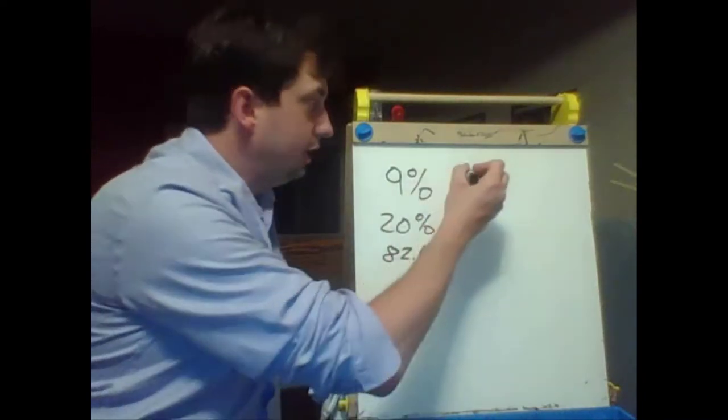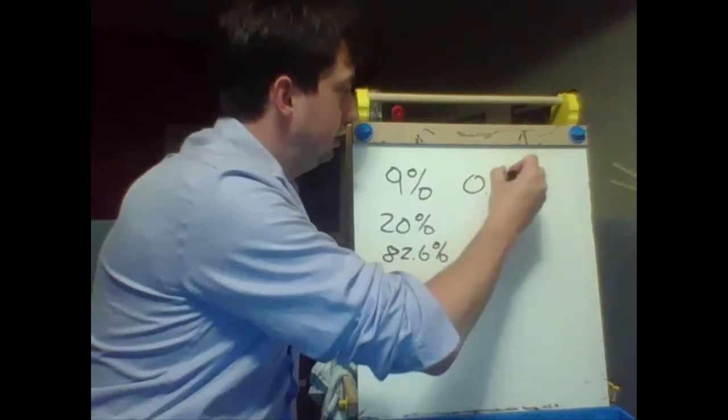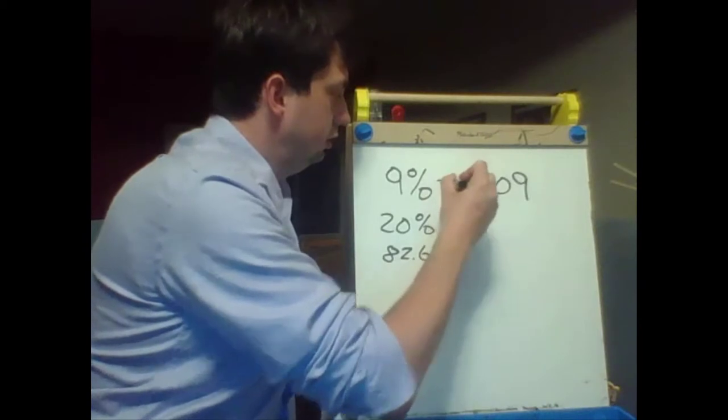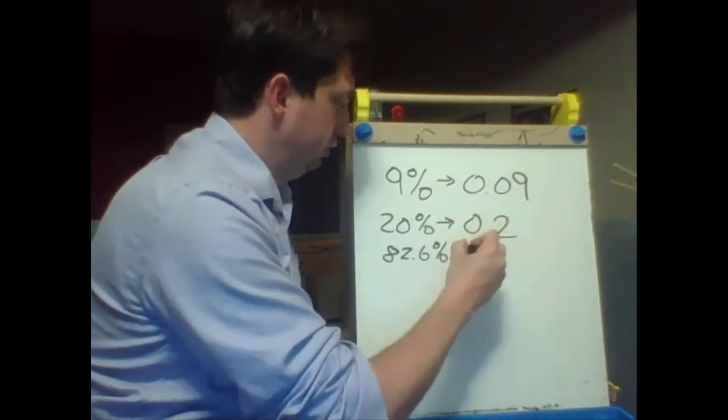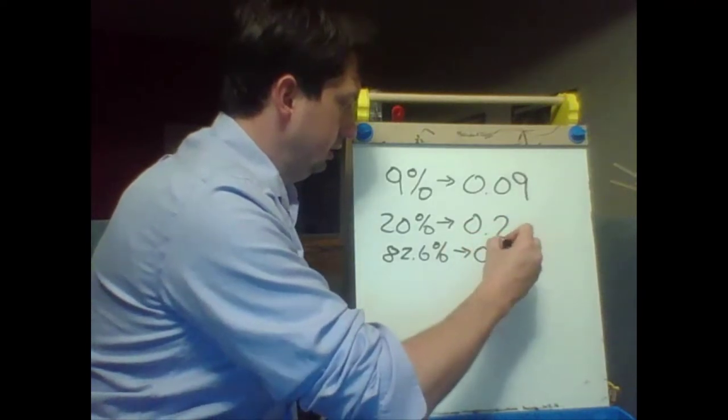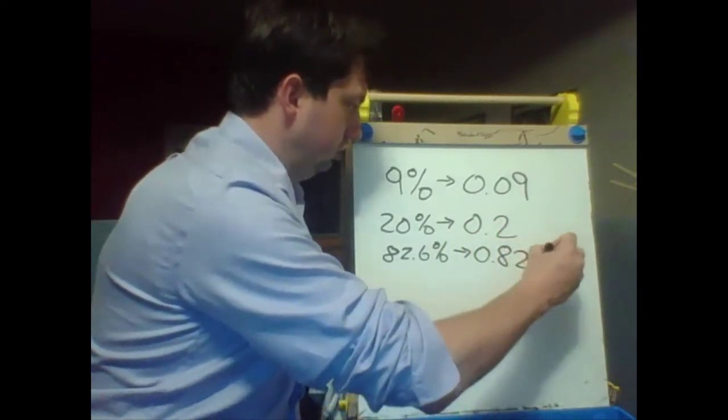So we don't say 9%, we say 0.9, 0.2, 0.826.